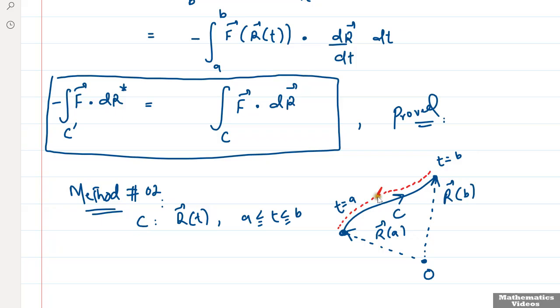The direction is reversed. This is the curve C prime. Now we will find a parametric representation for C prime, and a parametric representation for the curve C prime is r star of t, which is equal to r of a plus b minus t, where t varies from a to b.